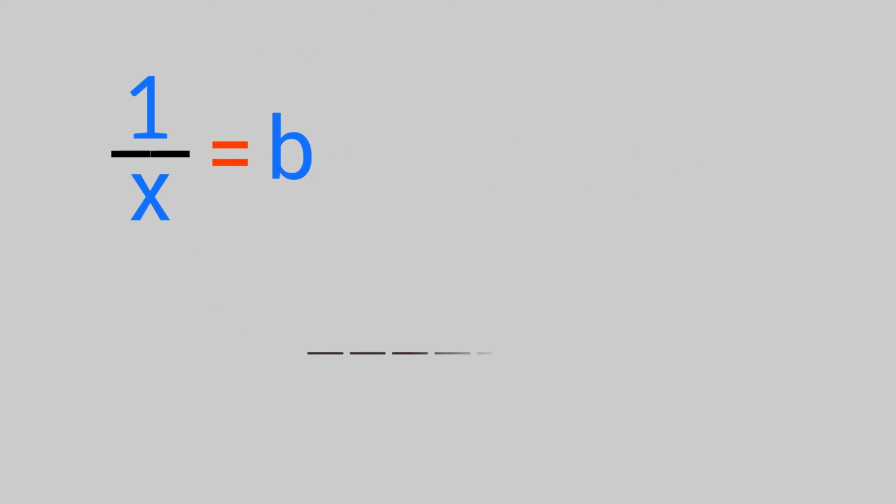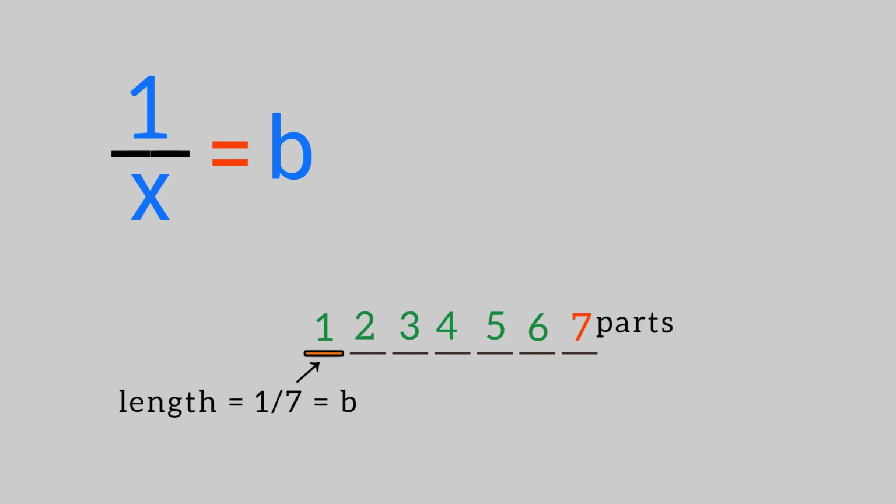On the screen is shown a line segment which represents the whole, or in this case 1. We can see that this line segment was further divided in 7 parts, and the length of each segment is 1 over 7. And this can be represented by the equation 1 over 7, meaning 1 is divided by 7 parts. And 1 over 7 is also equal to the length of b.